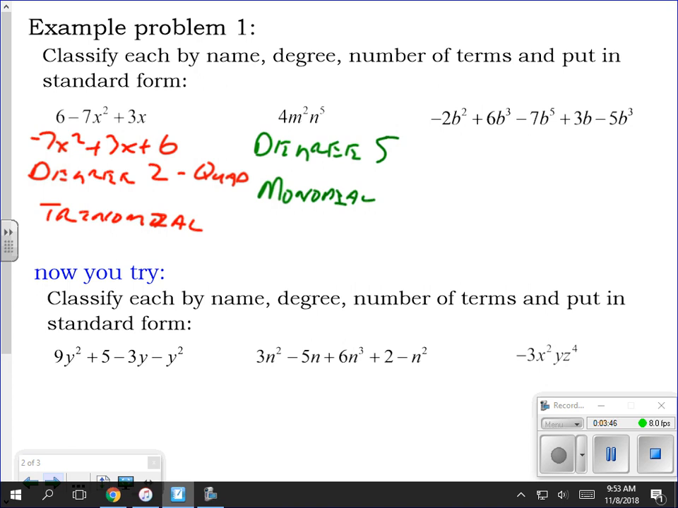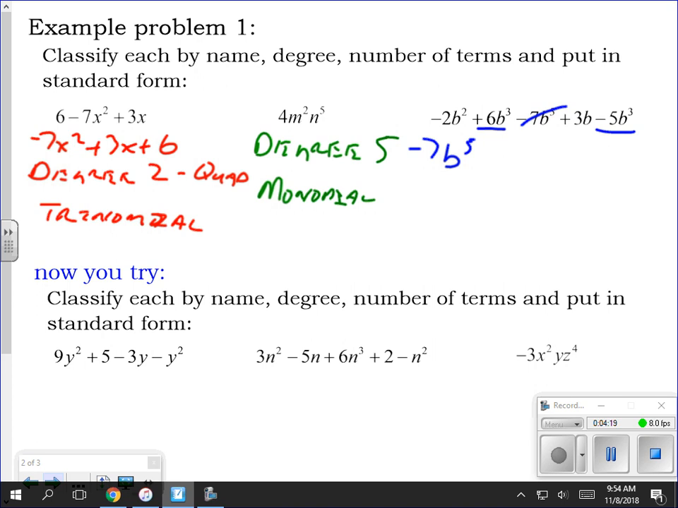Okay. So the next one we want to rearrange, and in this one we also want to combine like terms. My highest power is b to the 5th, so I have negative 7b to the 5th. Cross that out. Then I start looking: what else do I have? Do I have any b's to the 4th? No, so I don't have to worry about that. Do I have any b cubes? Yeah, I've got 2 of them. I've got 6 here and minus 5 here.